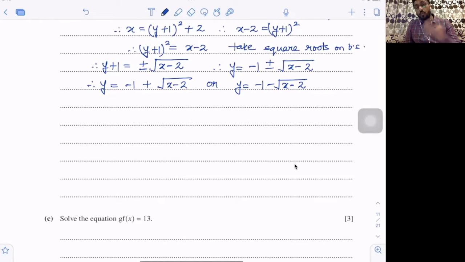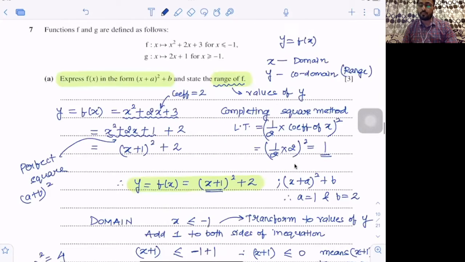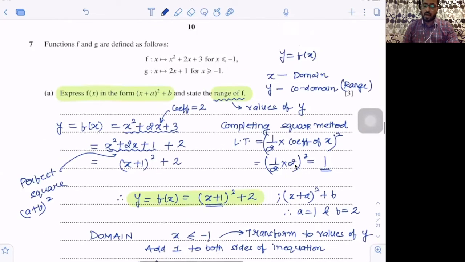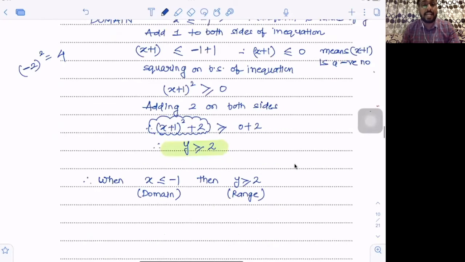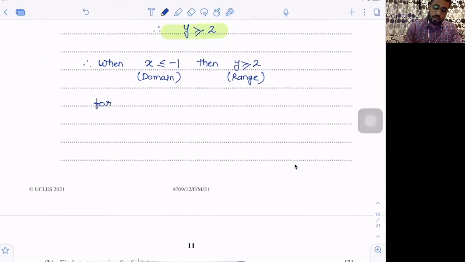So you need to know the process of identifying out of the two which is the correct answer. So how do I do it? Observe carefully. Now, I know that for x less than or equal to minus 1, I have already got y greater than or equal to 2, right? I know for x less than or equal to minus 1, the value of y is greater than or equal to 2. So let's take some random value of x.